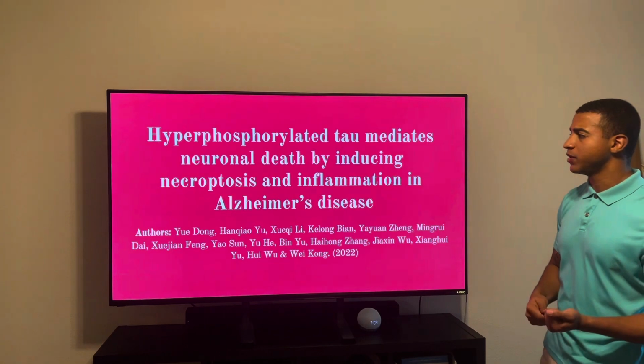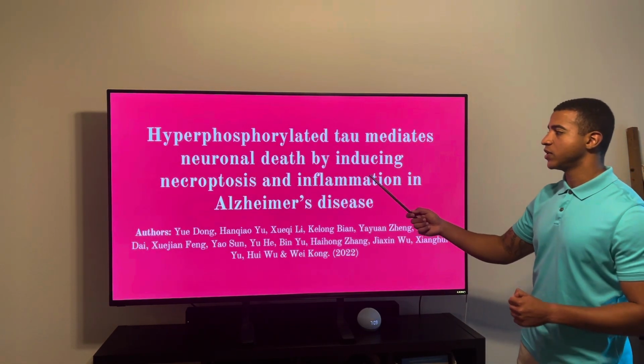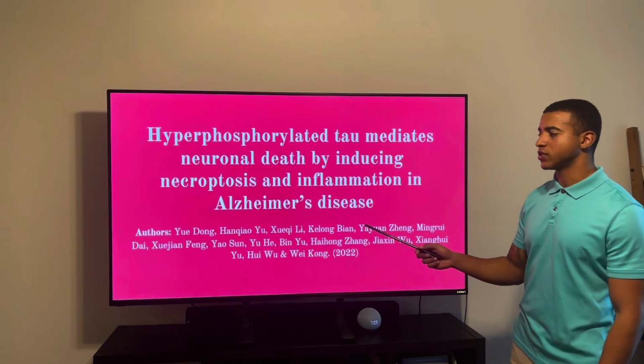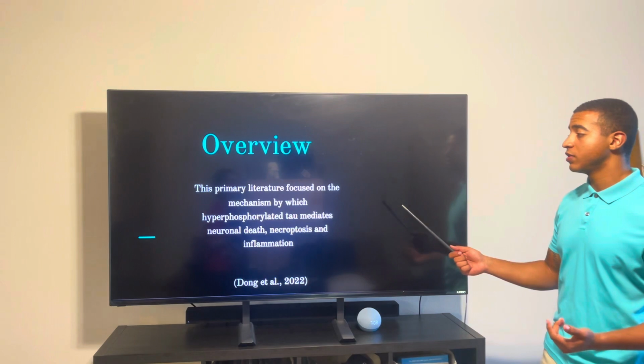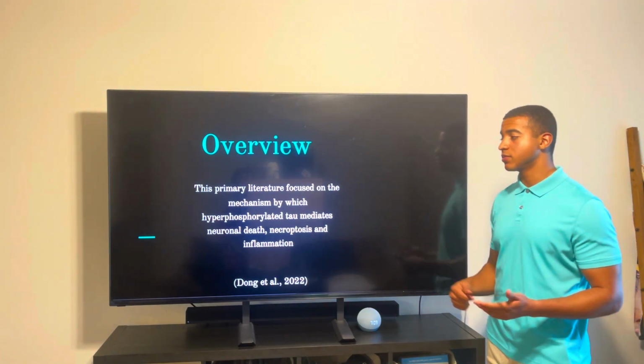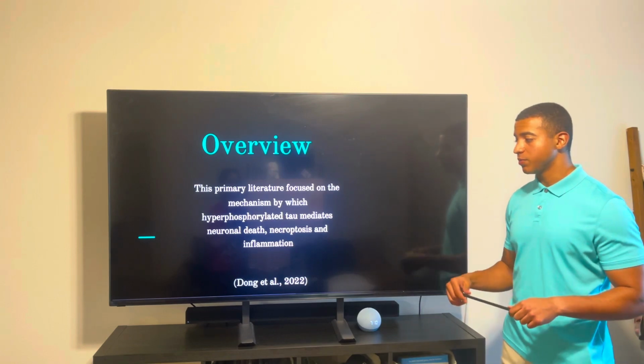The last primary literature study was "Hyperphosphorylated tau mediates neural death by inducing necroptosis and inflammation in Alzheimer's disease," from the authors below. Basically, this primary literature focused on mechanisms by which hyperphosphorylated tau mediates neural death, necroptosis, and inflammation.